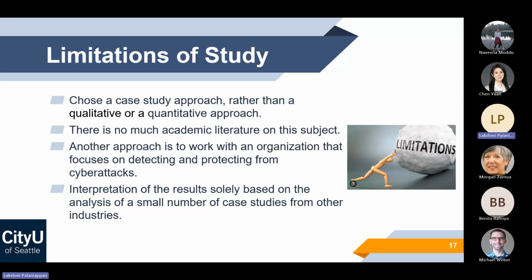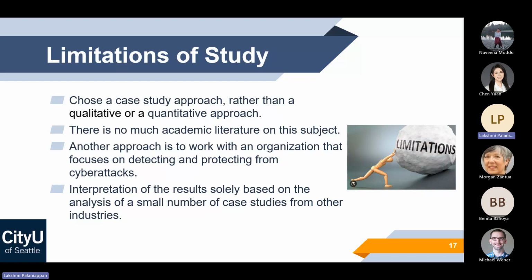In this study, we chose a case study approach rather than a qualitative or a quantitative approach because the number of organizations that would respond to a survey about their cybersecurity measures is likely to be very small, and we did not have the budget to do the interviews with the experts. In addition, because of how new the subject is, there is not much academic literature on this subject. AI and ML technologies are still evolving, and organizations are finding ways to detect vulnerabilities.